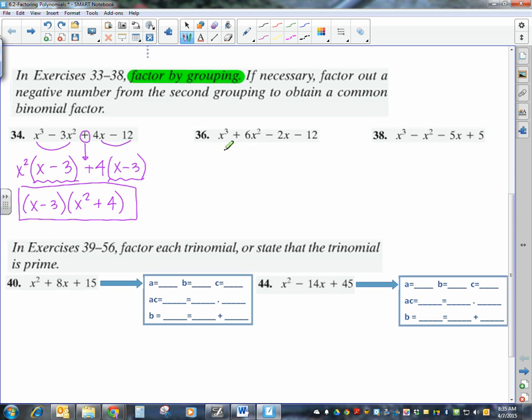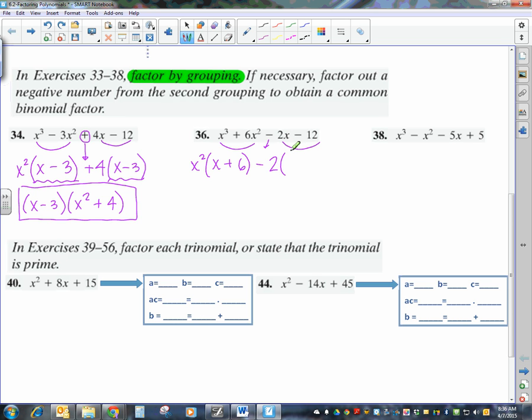Okay, look at the next group. We have, again, we're grouping the first two and we're grouping the last two. So of the first two, they have no numbers in common, but they have an x squared because that's my lower exponent. I'm left with x plus 6. Now remember, you always take that sign. So this is going to be a minus. And what do they have in common is a 2.